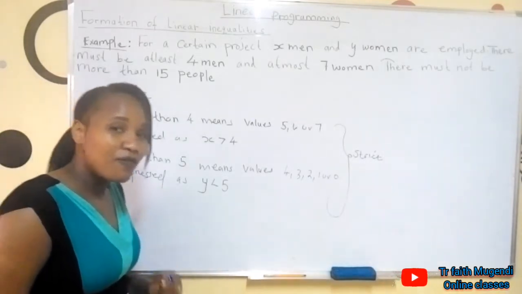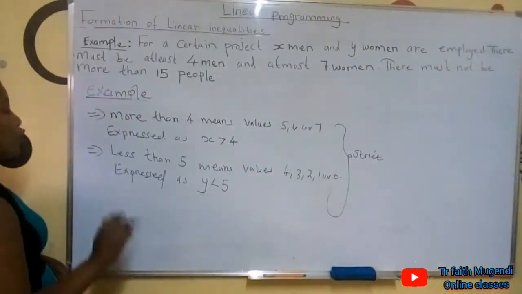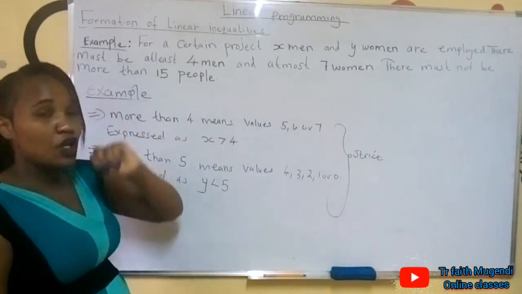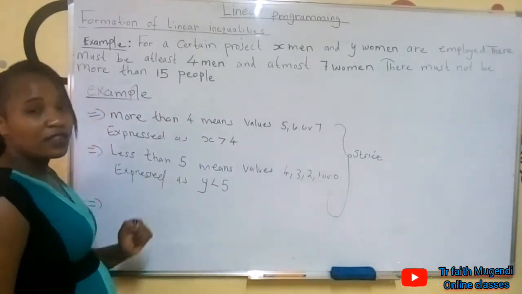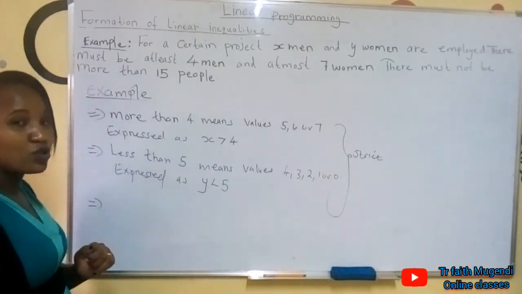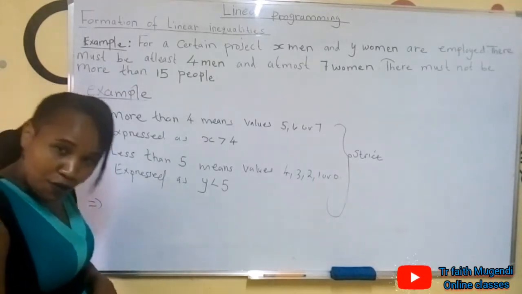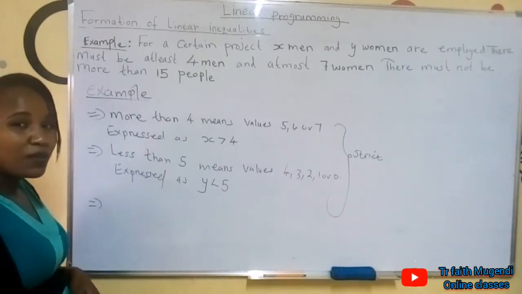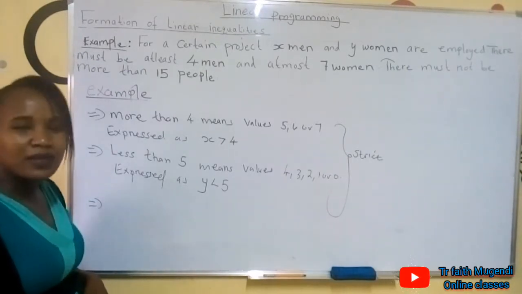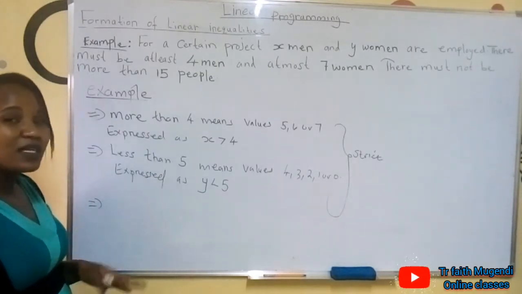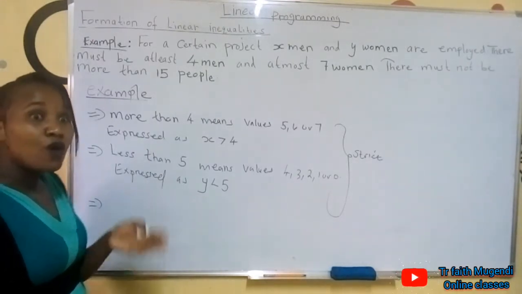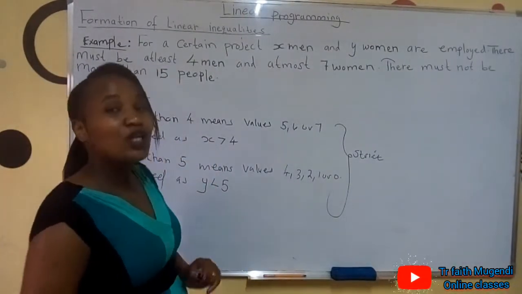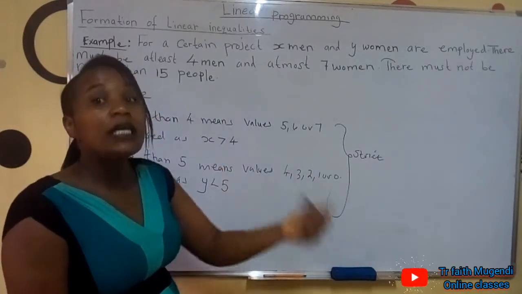Golden tip number 4 talks about when you're forming the linear inequalities. Another thing that should be at your fingertips is that some information is not provided in the question. We normally say that it is implicit, that means it is not provided in the information.